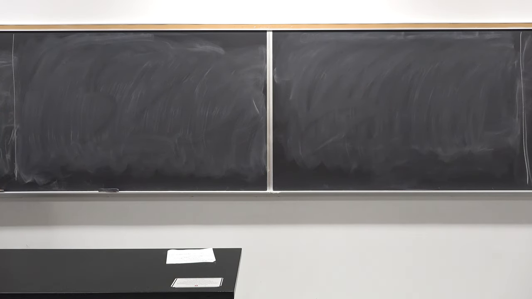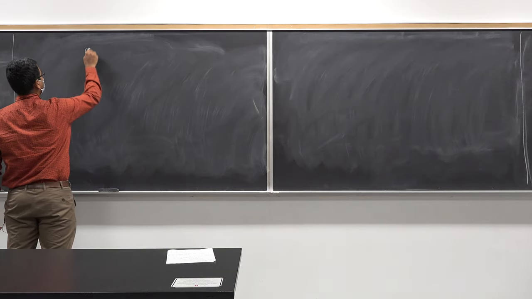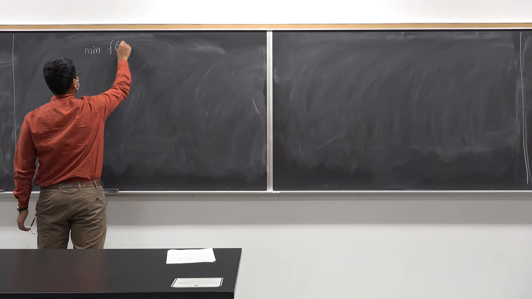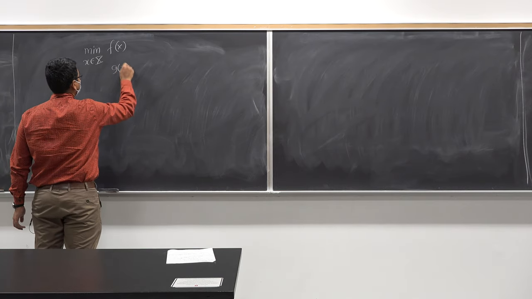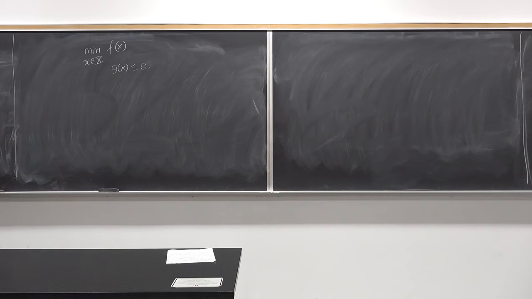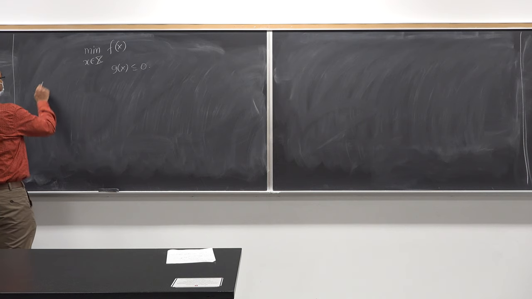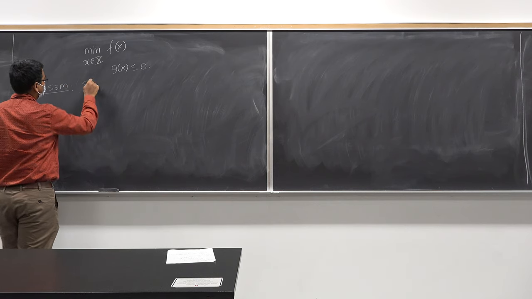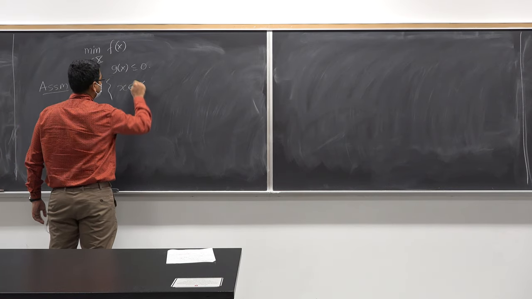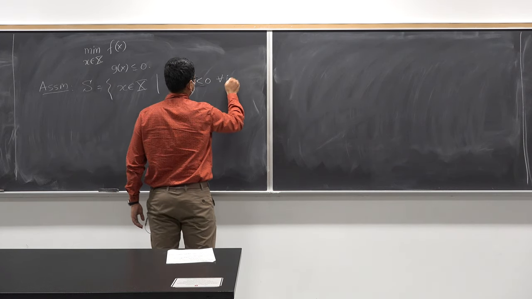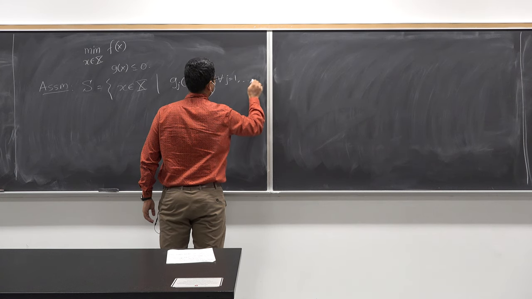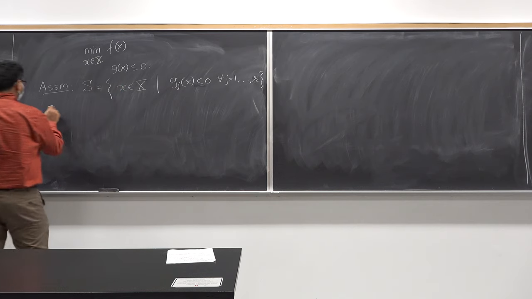The first class of optimization problems that we want to study are inequality constraint problems. So I have a problem where I want to minimize f of x, where x is in some convex set capital X, such that g of x is less than or equal to 0. I have to satisfy an assumption: I define a set S such that x in capital X, g_j of x is less than 0 for all j from 1 to r. So S is non-empty.